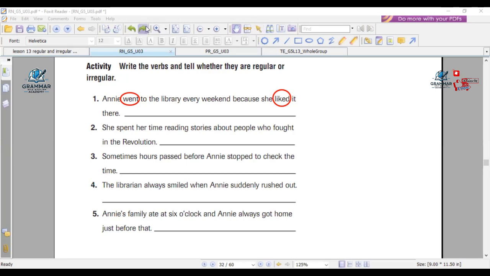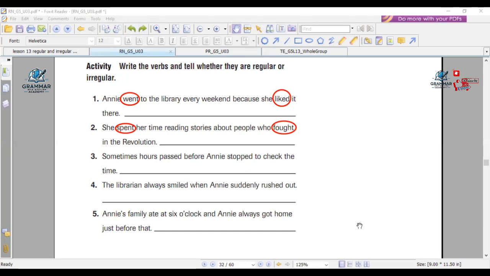Spent, we underline spent, and fought. Spent is irregular, and fought is also irregular. Thank you so much.